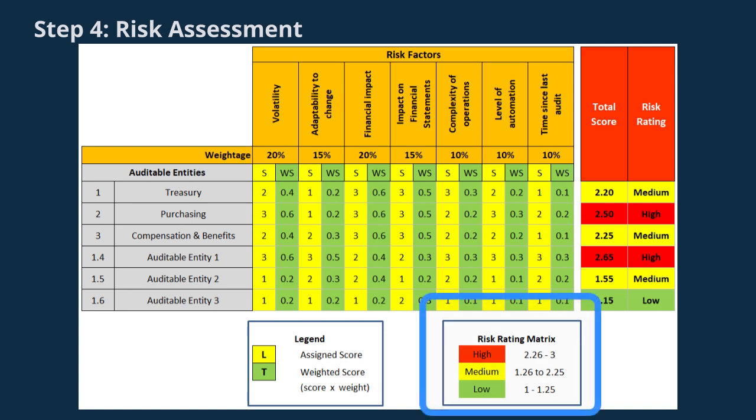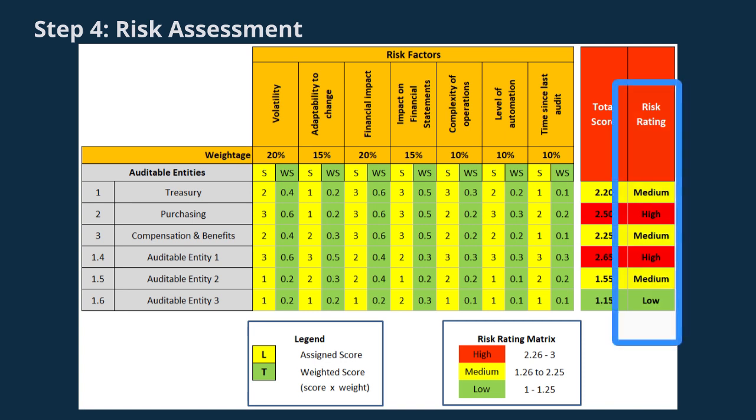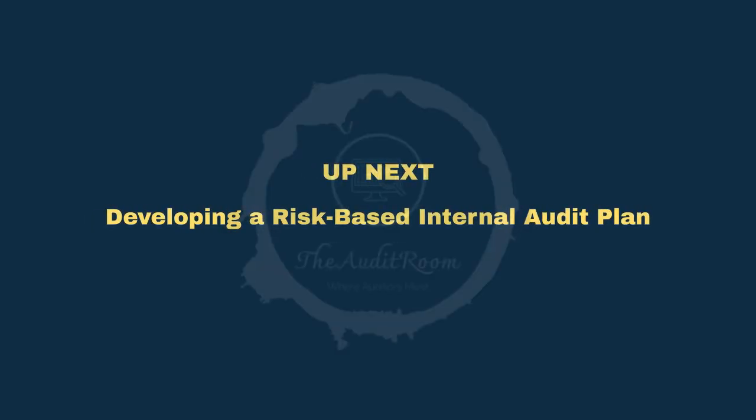Here is an example of how to set the thresholds to determine the risk ranking. Remember that setting the threshold is judgmental and will vary from one organization to another. Once the risk ranking is in place, use it to determine the risk ranking of each auditable unit. The risk ranking will be used at a later stage when developing the risk-based internal audit plan. This is the end of our series on how to develop the audit universe and carry out risk assessment.